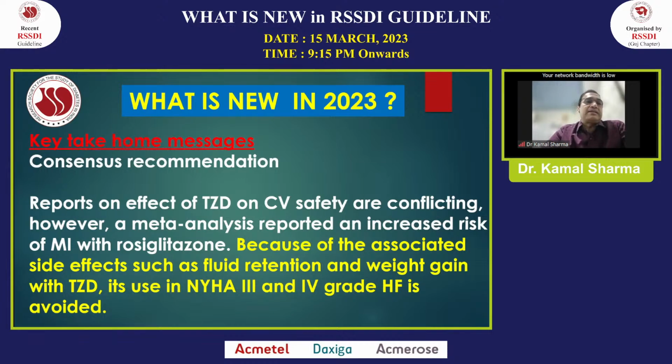Also, it's important to realize that reports on the effect of thiazolidinediones and CV safety are conflicting. There have been meta-analyses of increased risk of MI with rosiglitazone, and because of associated side effects like fluid retention and weight gain, especially in patients with class 3 or 4 heart failure, you must avoid this in patients with heart failure. Next slide.